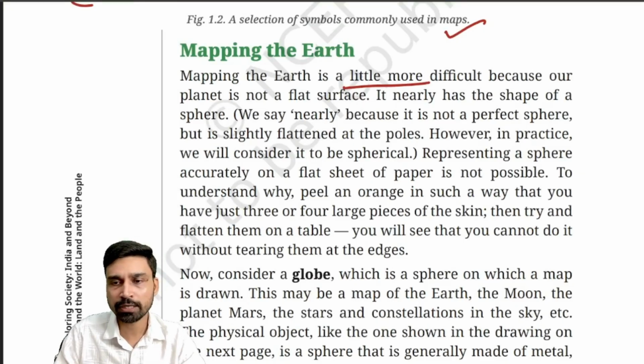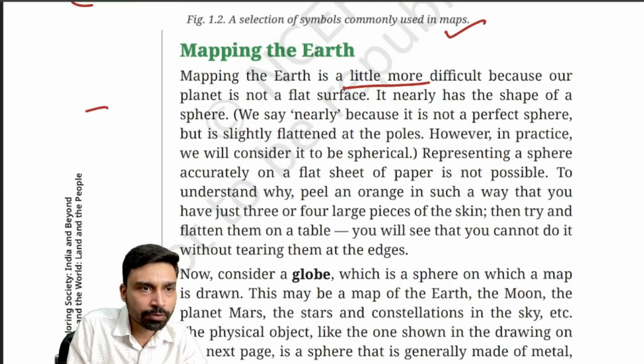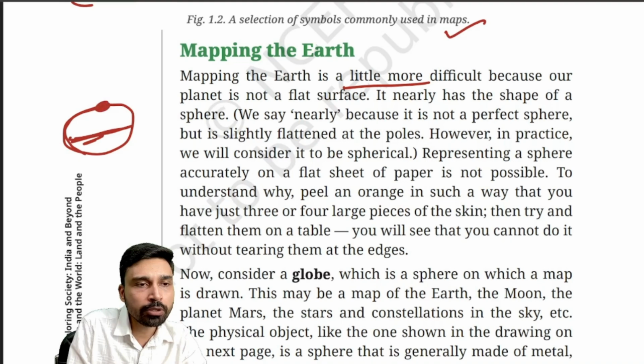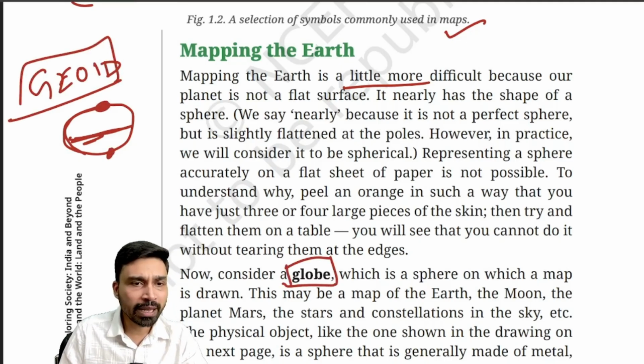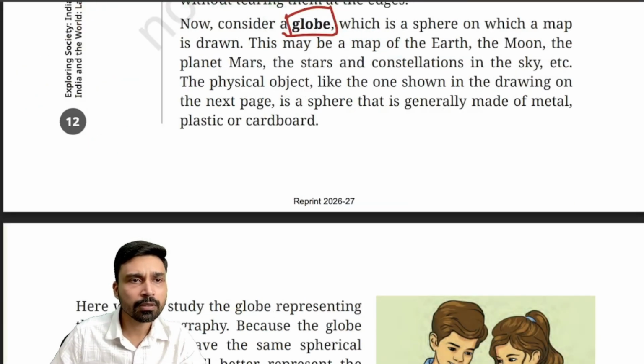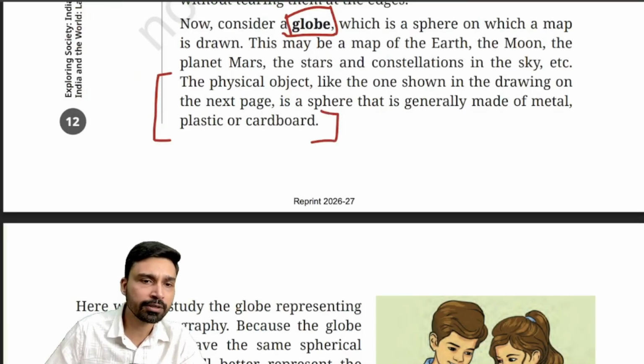We say nearly because if you talk about the globe, it is something like this. That means the equatorial area is kind of bulging out, and at the polar region, Earth is kind of compact. So it has its own shape that we also call the geoid shape, and this is represented in the form of a globe. So a globe can be considered somewhat similar to a sphere on which we are trying to draw a map. This map may be a map of Earth, the moon, planet Mars, stars and constellations in the sky. The physical object like the one shown in the drawing on the next page is a sphere that is generally made up of metal, plastic or cardboard, as you can see.